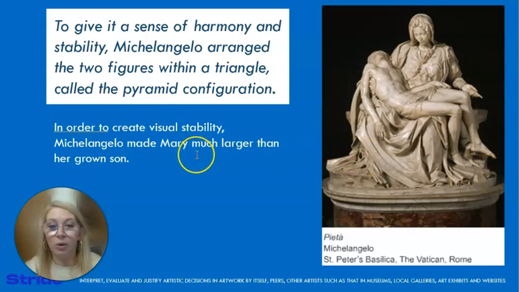So I also want you to notice that to create some visual stability, Michelangelo made Mary much bigger than her grown son. So at this point, Jesus was a man, okay? Look at the size of Jesus's leg. Look at the size of Mary's leg, y'all. Do you see how much bigger Mary is than Jesus? And he did that to create some visual stability in his sculpture. Okay, when I've shown this to classes before, they're like, dude, Mary's been working out, right?